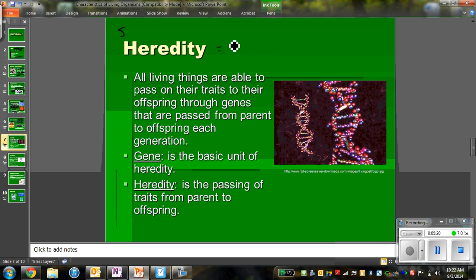This dealt with your DNA, which is a picture right there, or your genetics. All living things pass traits to their offspring, whether they're cloning and giving an exact copy, or they're mixing it up with another person or organism and giving that to their offspring. They're always passing on their DNA. So a gene, which we'll talk about later, is a basic unit of heredity.